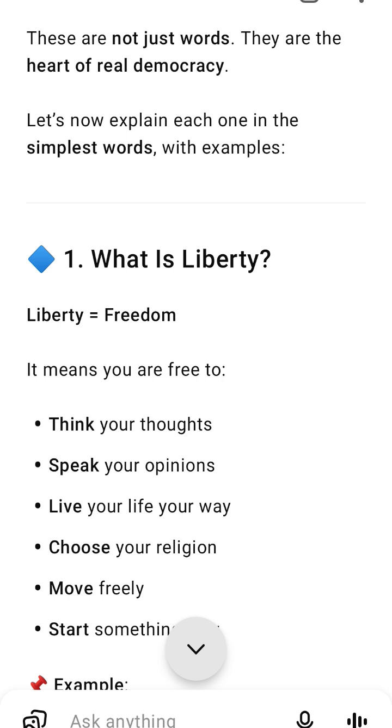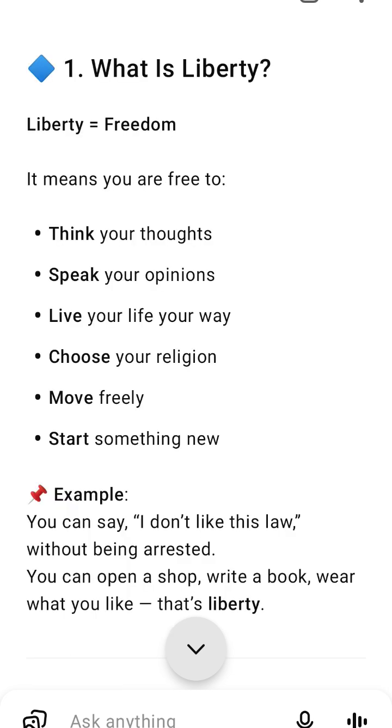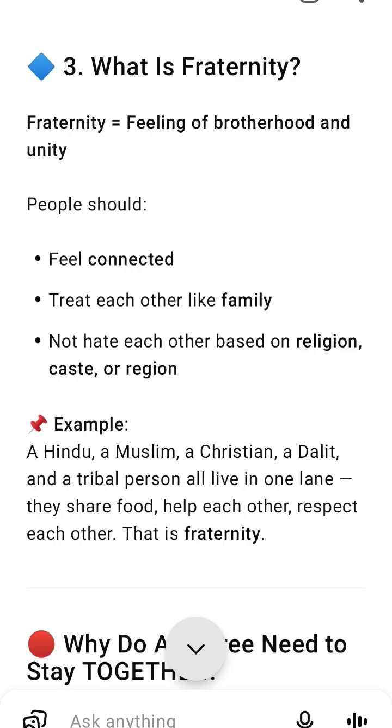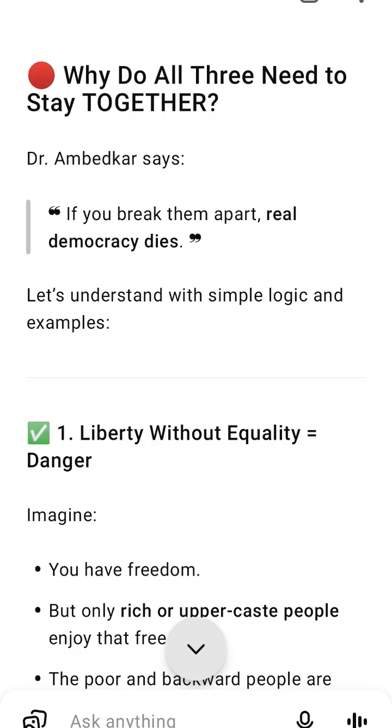5. Dr. Ambedkar's final message. He said liberty, equality, and fraternity must not be seen as 3 different things. They must stay united, like a trinity, a group of 3 that forms one whole. If you remove one, the others lose their meaning. Without all 3, democracy becomes fake, unfair, or broken.